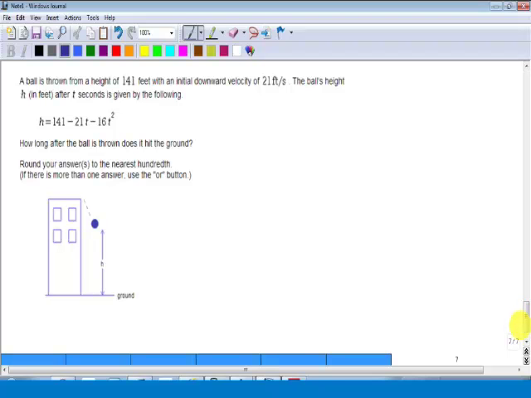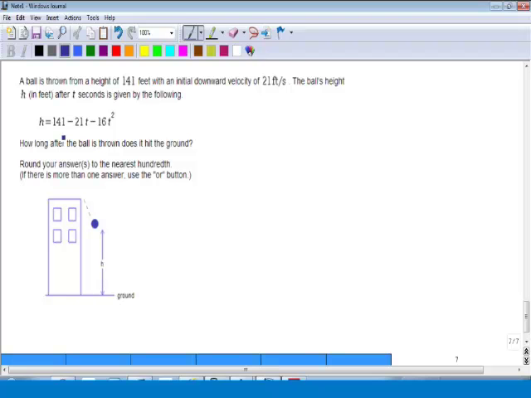This one is not in the notes. I included this one because it's an ALEKS problem. You'll run into this. Has anybody done the 1.5 ALEKS stuff yet? 1.5, did you run into this one? It's there. It's kind of like the discriminant problem, except it's not asking us for the discriminant. It's a projectile motion problem. A ball is thrown from a height of 141 feet, but it's not thrown upward. It's thrown downward. Initial downward velocity of 21 feet per second.